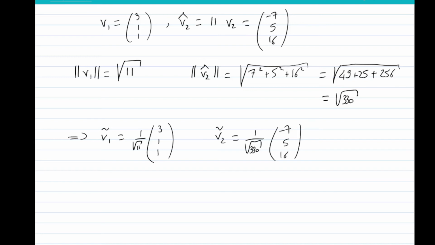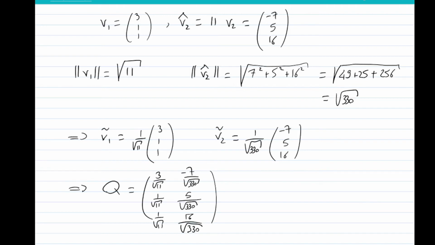So these give us Q. So Q is 3 over square root 11, 1 over square root 11, 1 over square root 11, minus 7 over square root 330. I could simplify that square root, but never mind. 5 over square root 330 and 16 over square root 330. So I am going to stop inflicting harm on myself and stop here. You would compute R as the transpose of this times your original matrix.